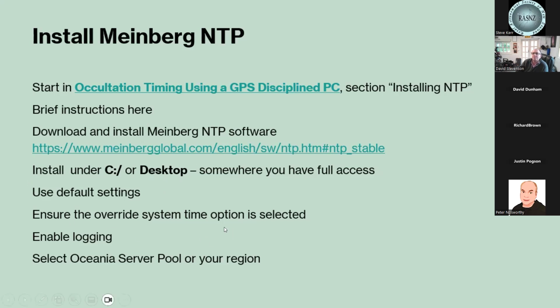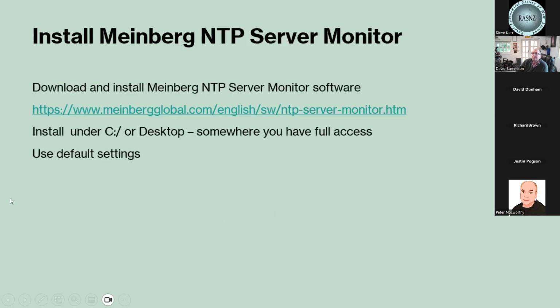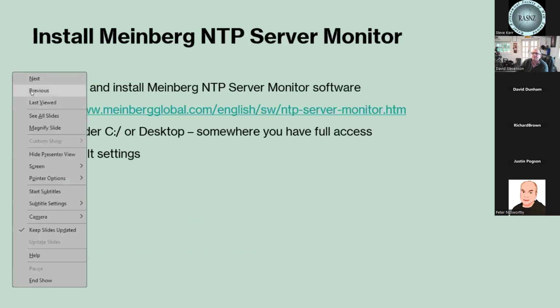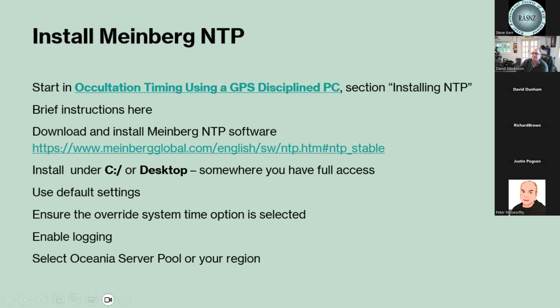There may be an option to override system time, and there's an option there for the server pool, where we want that for us to be Oceania. So we actually get time servers that we can connect to. Anybody online, just choose your local regional pool. There'll be a European pool, an Asian pool, a North American pool, and so on.